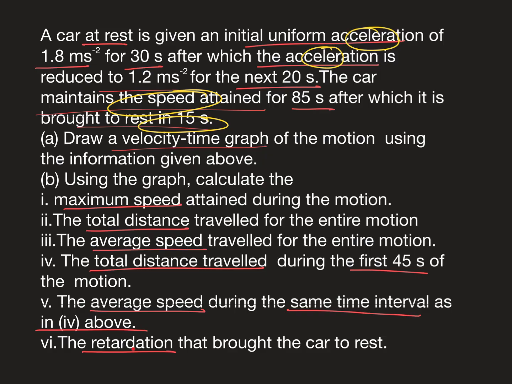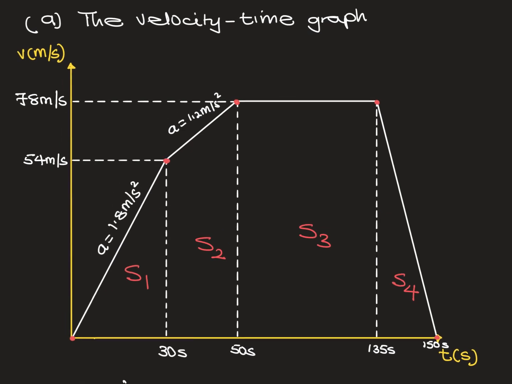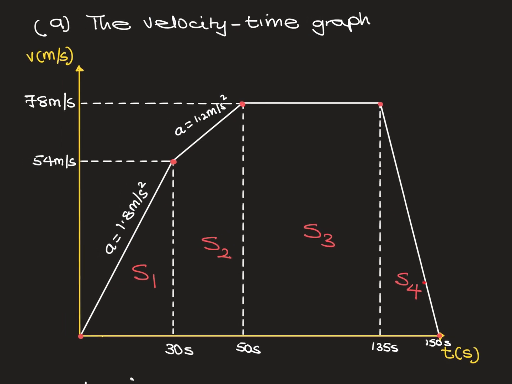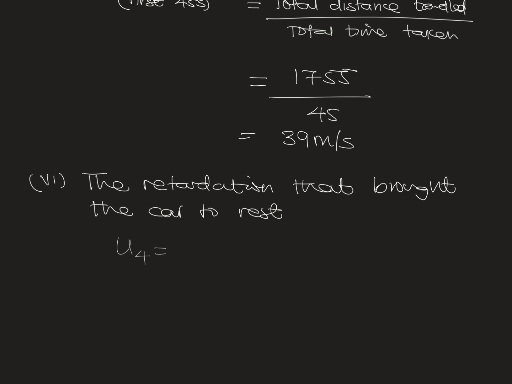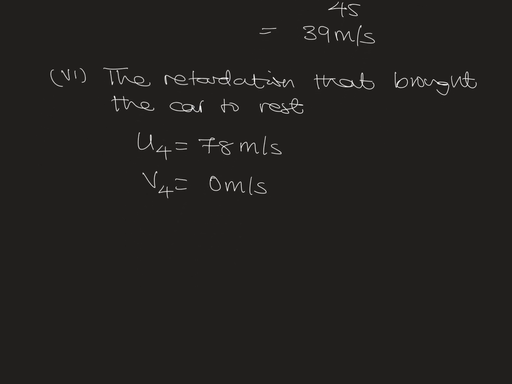Finally, we want to know the retardation that brought the car to rest. So we'll refer ourselves back to the velocity time graph. The retardation that brought the car to rest is the last phase of the motion, and the initial velocity has to be 78 meters per second. The final velocity, since the body comes to rest, will be 0 meters per second. And that is what we're going to use to find the retardation or the deceleration. We're going to use U4 is equal to 78 meters per second. V4 is going to be 0 meters per second since the car comes to rest.